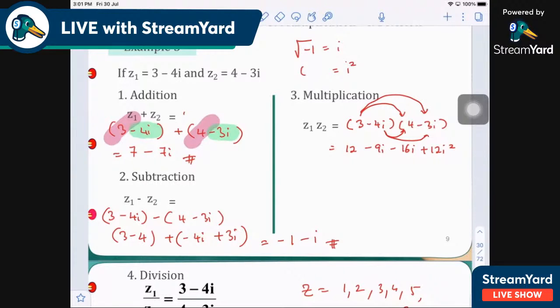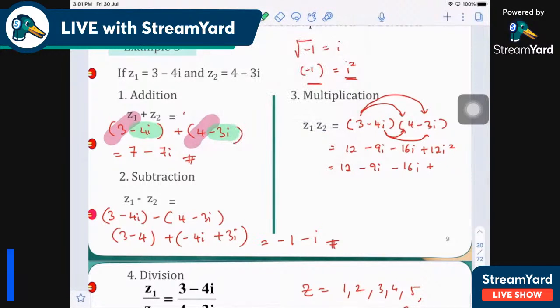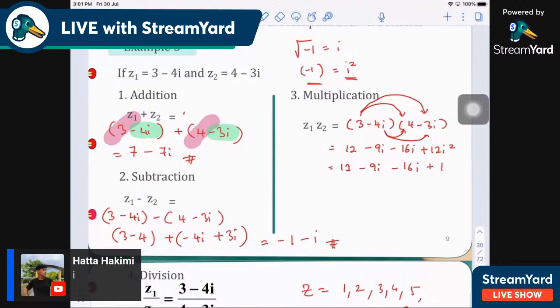So from here I can write down 12 minus 9i minus 16i plus 12 times i squared. What is the value of i squared? The value of i squared is negative 1. So here I'm going to put negative 1, so instead of just writing i squared, I'm going to put 12 times negative 1. Can understand here so far? Good. Can see that line.